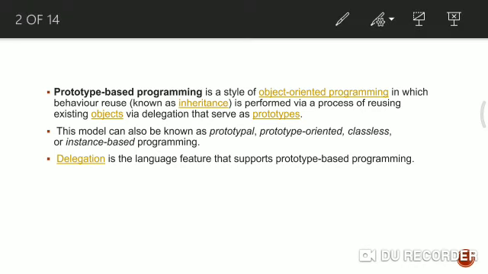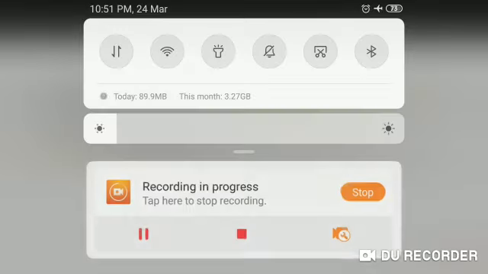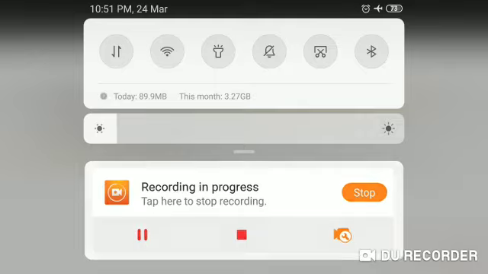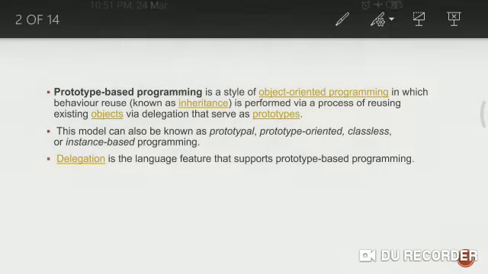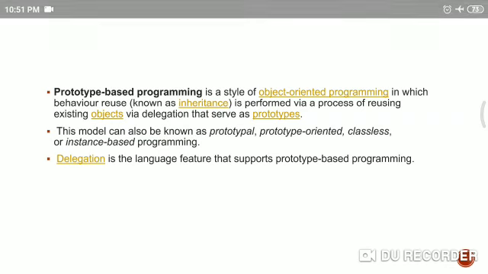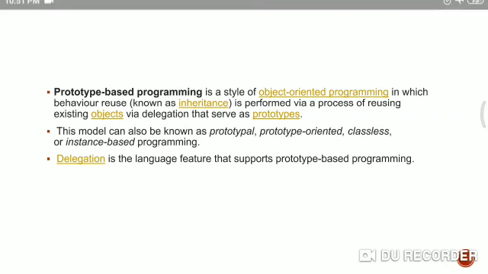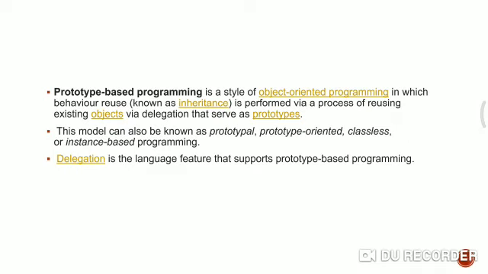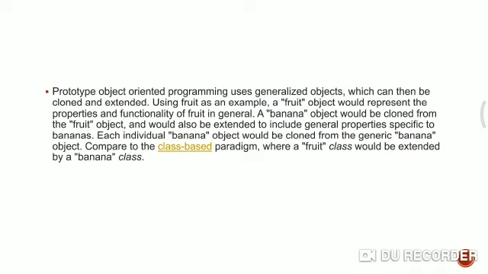In prototype oriented programming, we use generalized objects which can then be cloned and extended. If we take an example, a fruit object will represent the properties and functionality of the fruit. A banana object will be cloned from the fruit object and will be extended to include properties specific to bananas. Compare the class based paradigm, where a fruit class will be extended by a banana class.